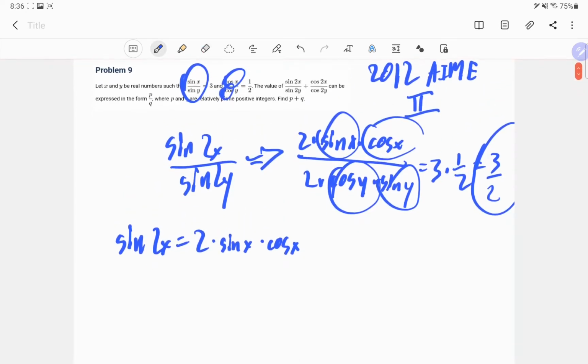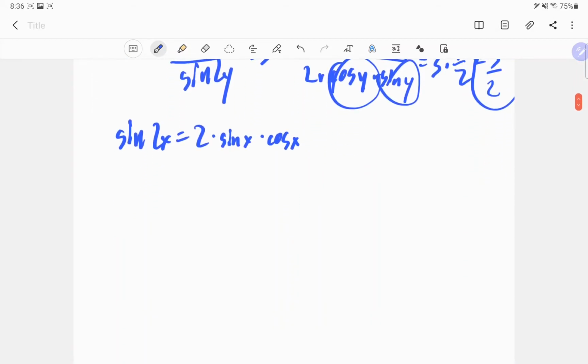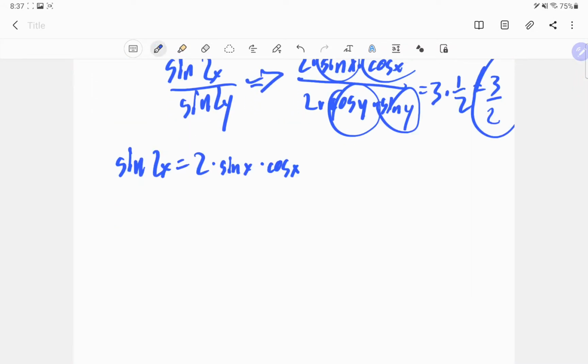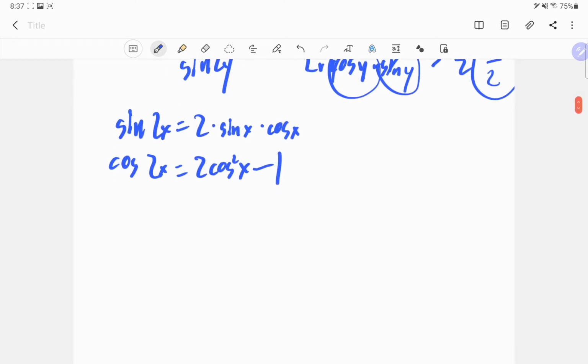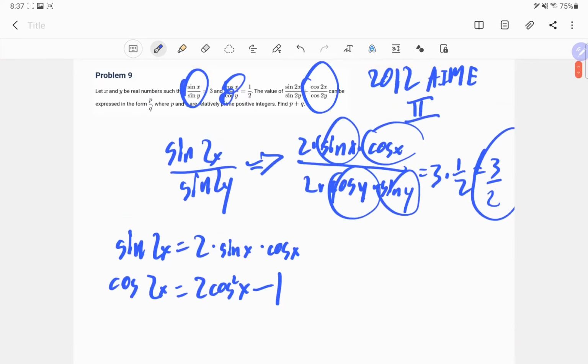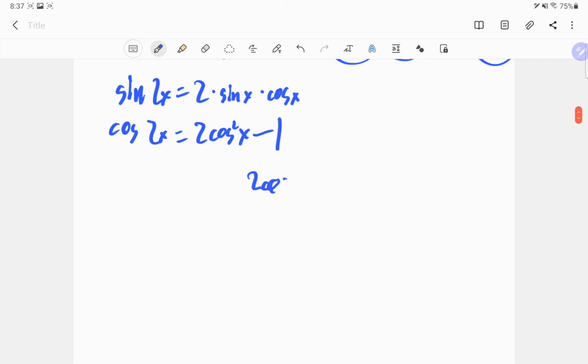And now we'll solve for the second term. The second term is a little bit more difficult. So for the second term, we'll use a different trigonometric property, which is for cosine of 2x. Cosine of 2x is equal to 2 cosine squared x minus 1. So now this second term is simplified to 2 cosine squared x minus 1 divided by 2 cosine squared y minus 1.